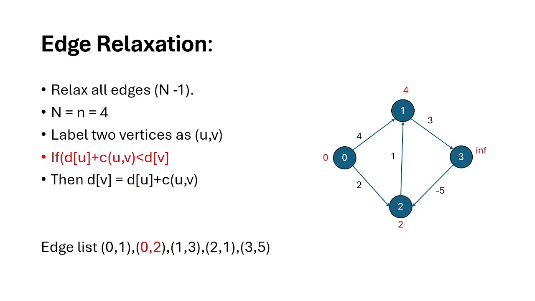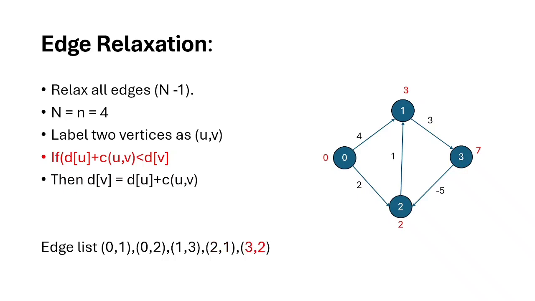And then the third edge is 1 and 3. So 1 is 4 plus 3 is equal to 7. So 7 is less than infinite, so we'll change that to 7. Then next is 2 and 1. So 2 is 2 plus 1, which is 3, and 3 is less than 4. So we'll change this 4 to 3.